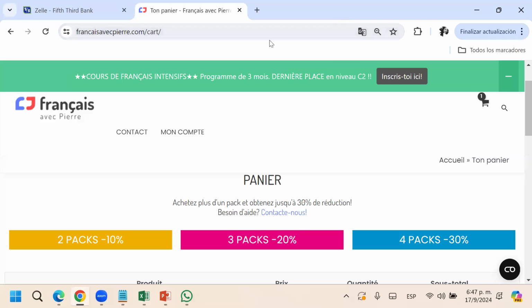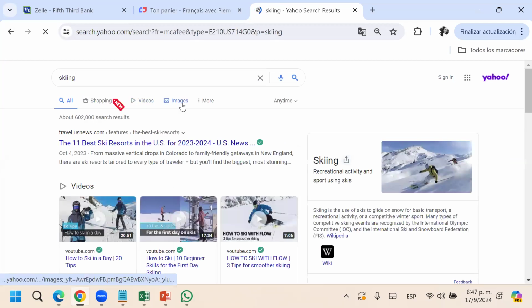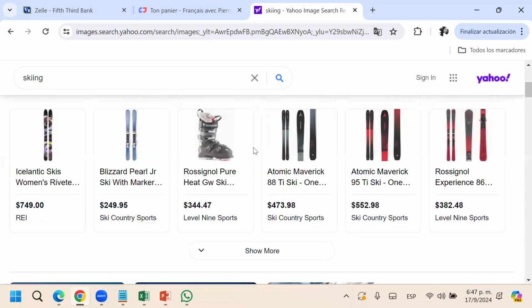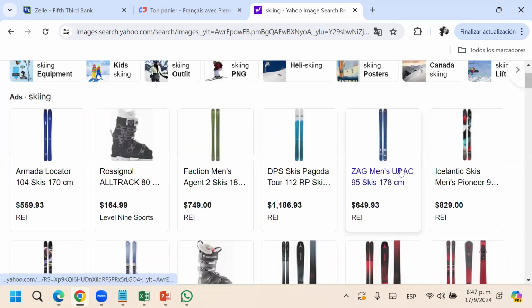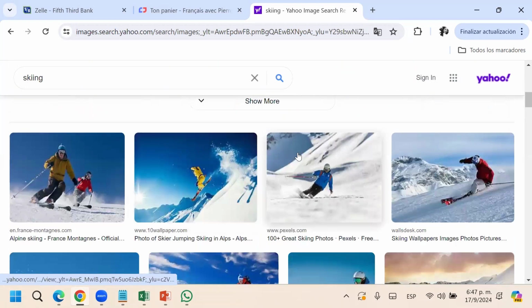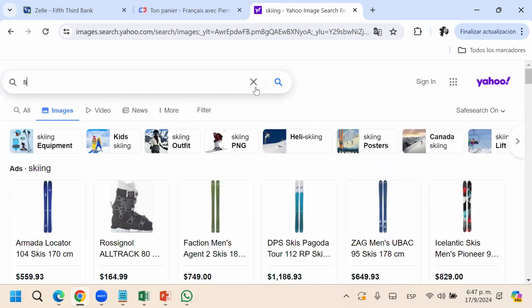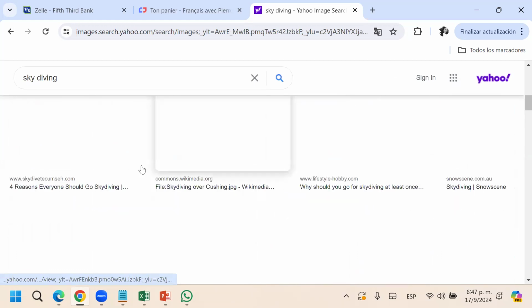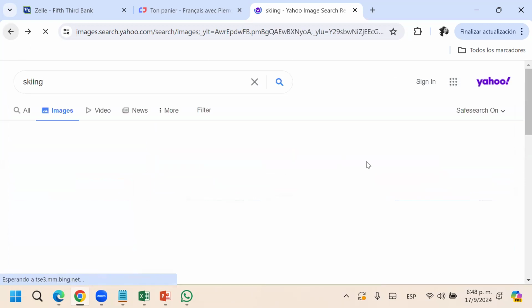Yes, skiing is the sport when you go to the snow. You go to Aspen, Colorado, Switzerland, this is skiing. These are the prices of the things that you need: your clothes, your boots. Don't get confused. It's not the same. Skiing and skydiving are two different sports. Skydiving is this.